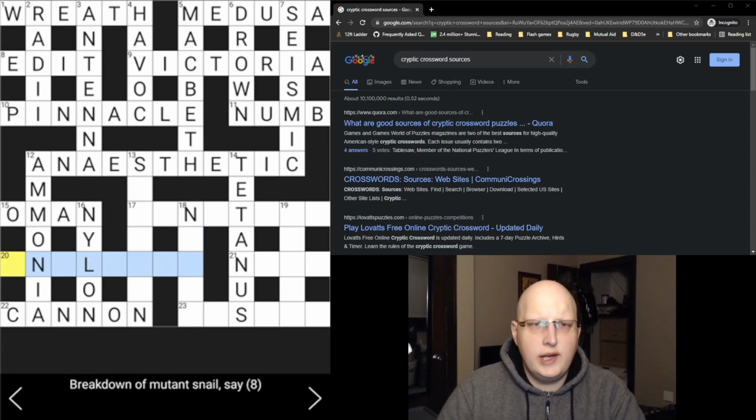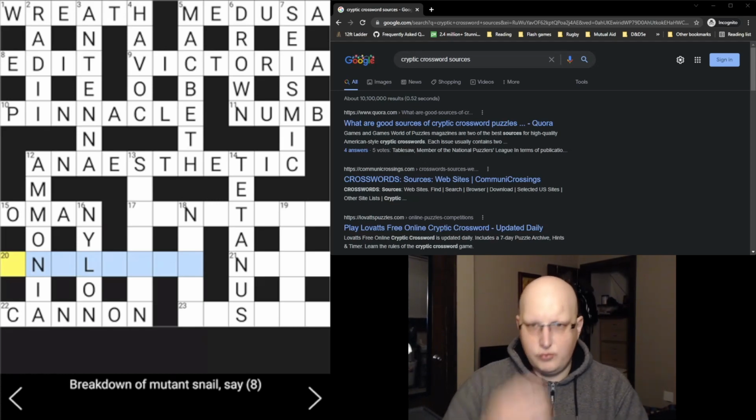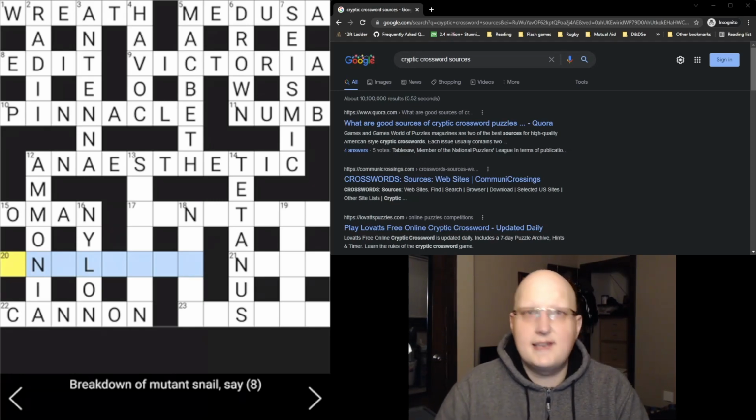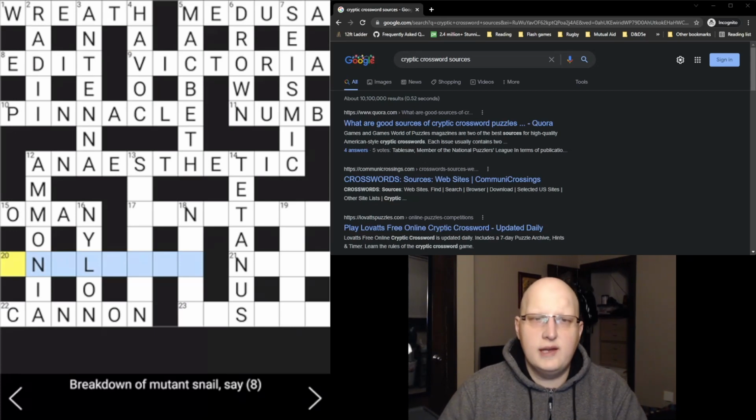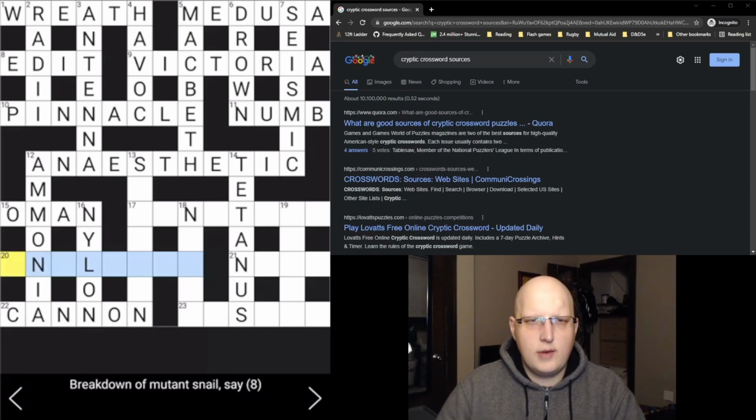Let's go over here. Oh, this is a breakdown of mutant snail say. Oh, so snail say is 8 letters. I didn't notice that because I was reading say as an indicator instead of part of the wordplay. And so a mutant version of snail say is going to get us breakdown, which let's see if we can figure out what this anagram is.